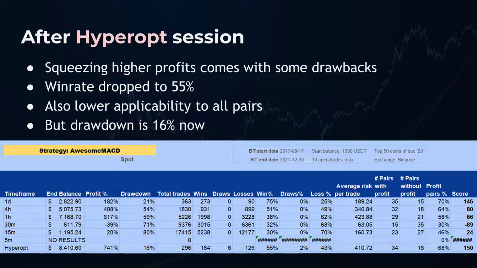The second most remarkable thing, which I like here, is that the drawdown went from 21% to 16%. Now that is a good thing, because we want to keep our gains and do not want to give these back to the market.